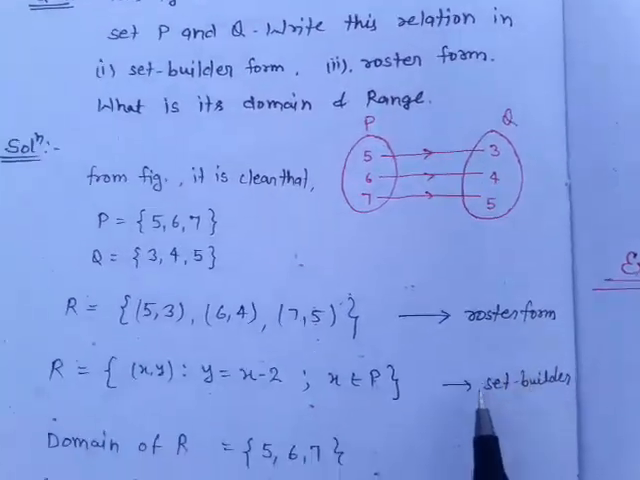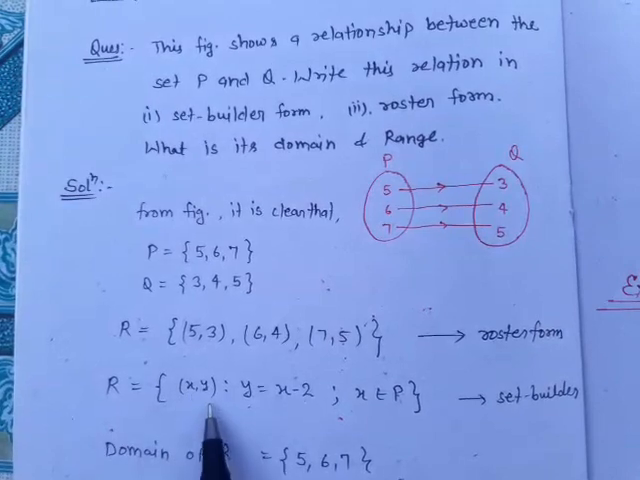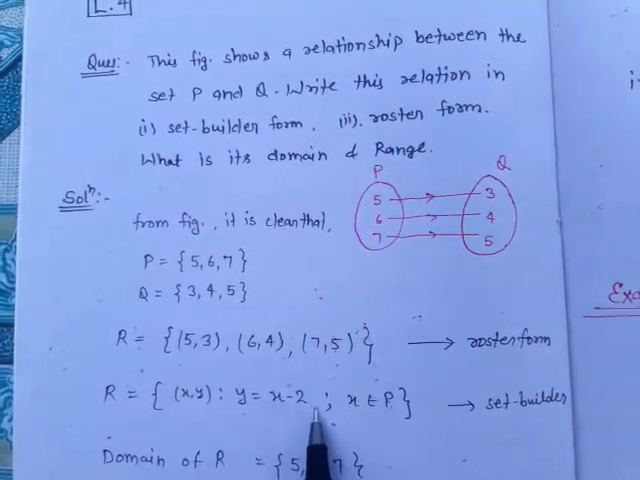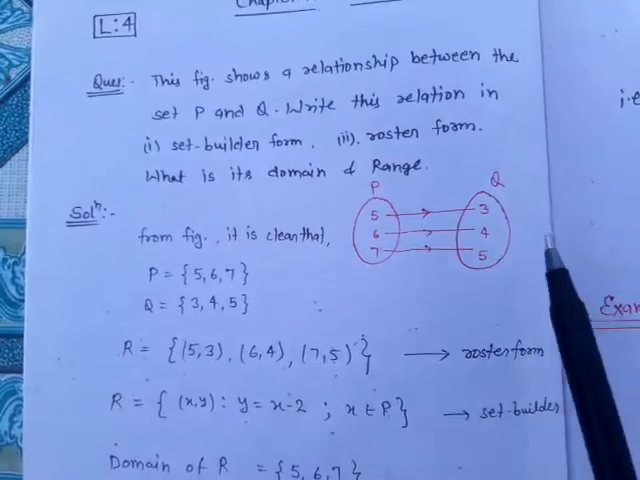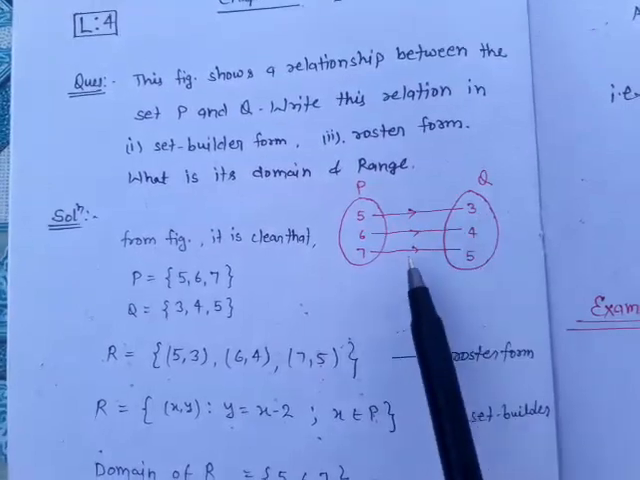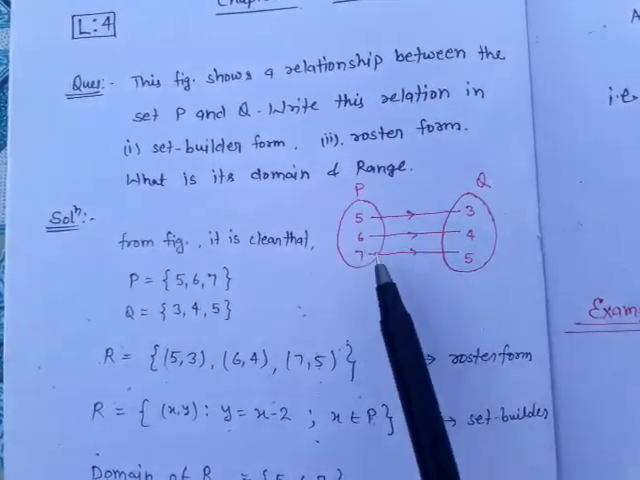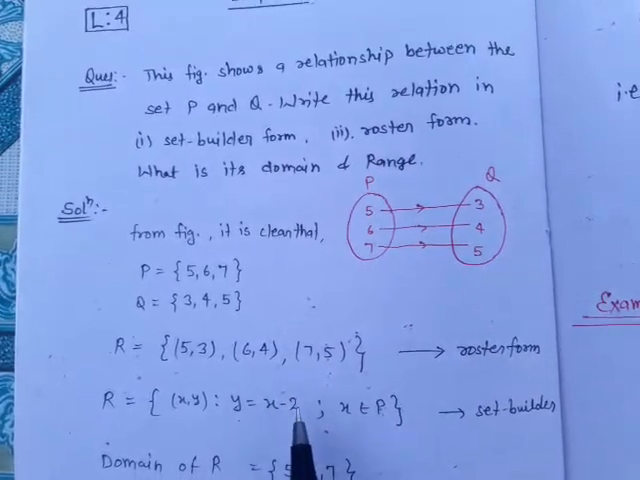Now for set builder form, R is equal to {(x, y) such that y is equal to x minus 2, where x belongs to P}. Now this will be verified: the image of 5 is 3, 2 less; the image of 6 is 4, 2 less; the image of 7 is 5, 2 less. So it is always 2 less.